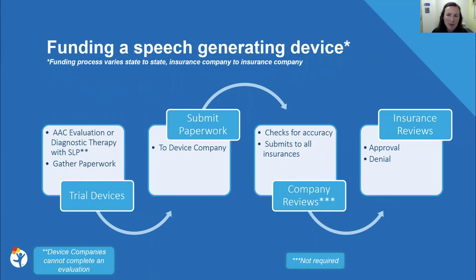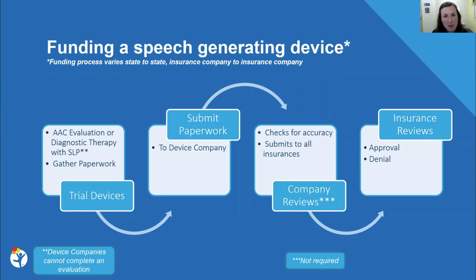In addition to that, I wanted to make sure to make a note that the funding process varies greatly from state to state, insurance company to insurance company. And the general process, I've laid it out here, but you will definitely want someone who's familiar with the process in your state to be able to guide you on the individual steps that are needed and the requirements for your insurance. So typically we start out, at least here at Children's, with an AAC evaluation or a diagnostic therapy.